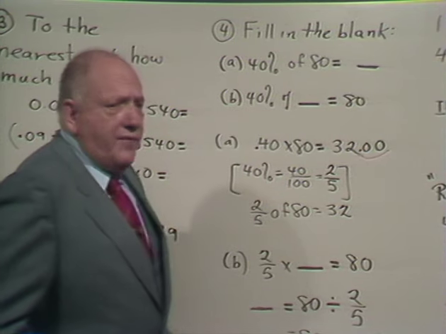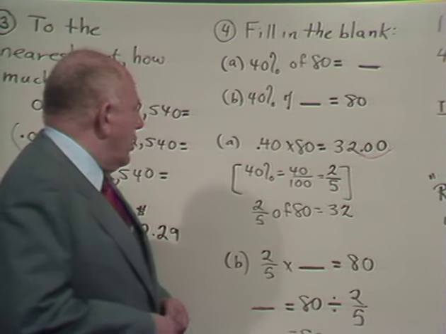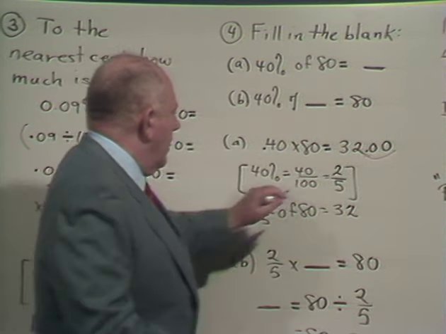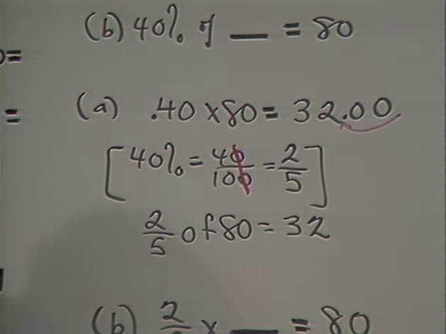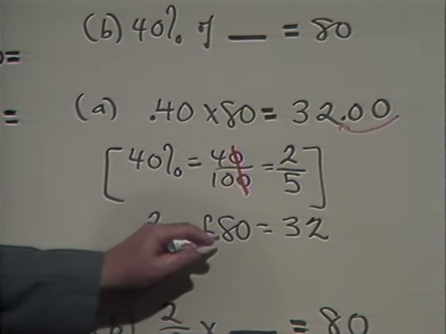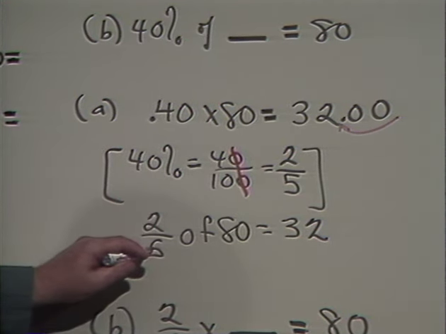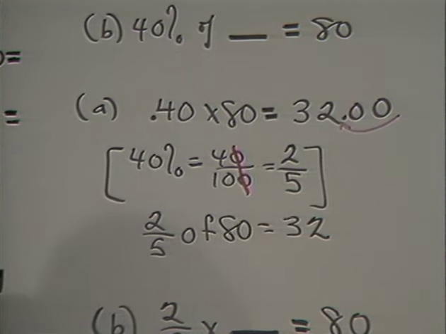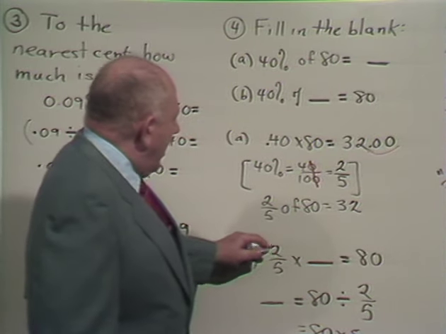By the way, you could have done this as a fraction problem. You could have said, look, 40% is 40 over 100. That reduces to 4/10, which is 2/5. 2/5 of 80, 80 divided by 5 is 16. 16 times 2 is 32. Same answer. Part B is a switch.